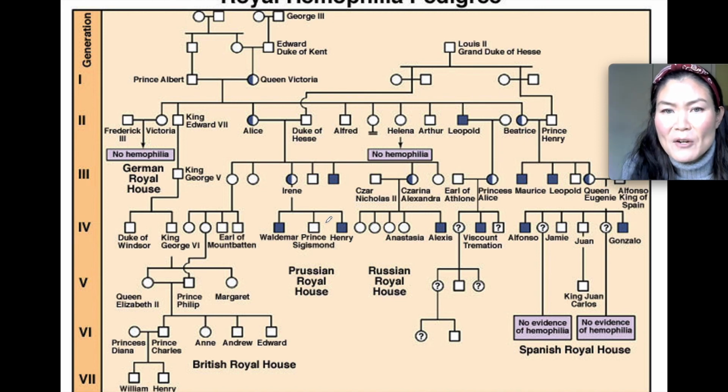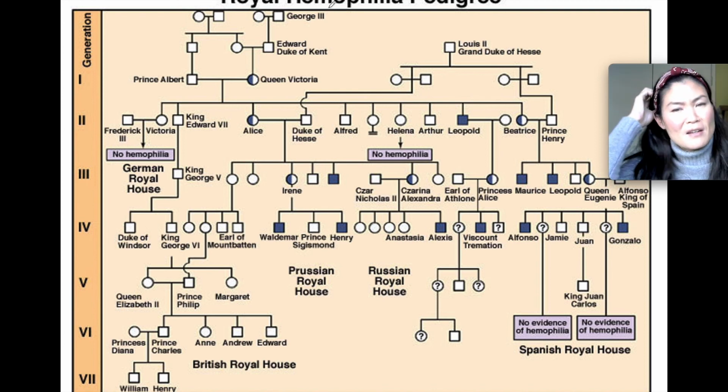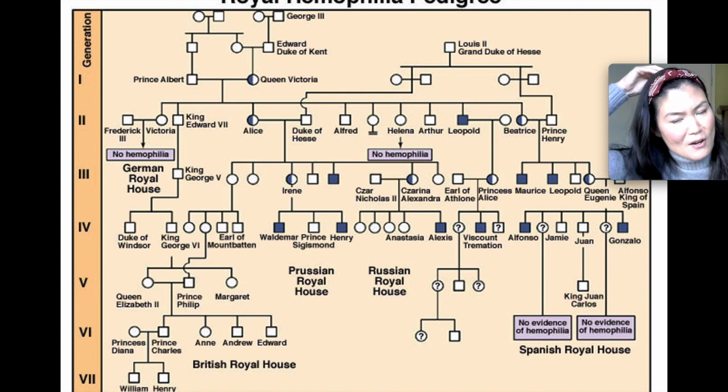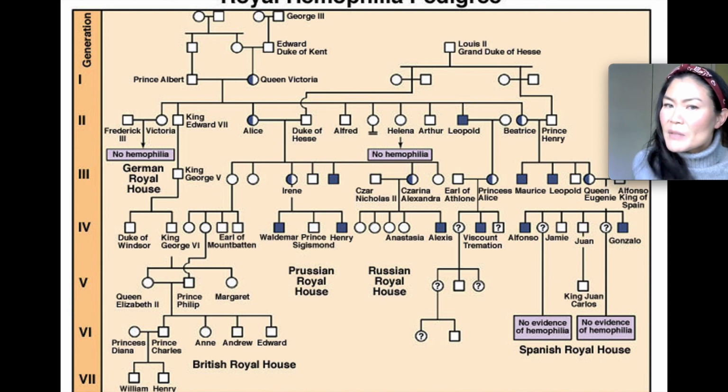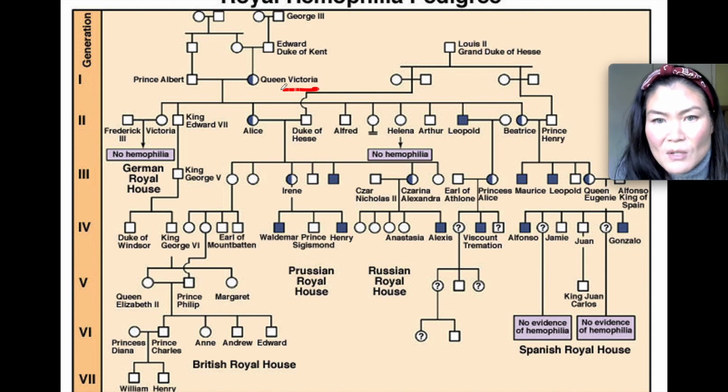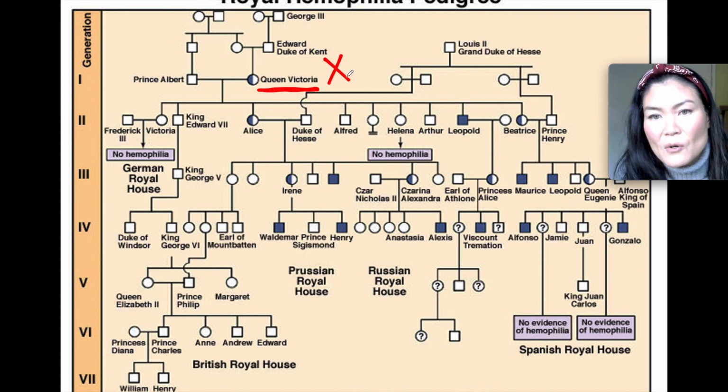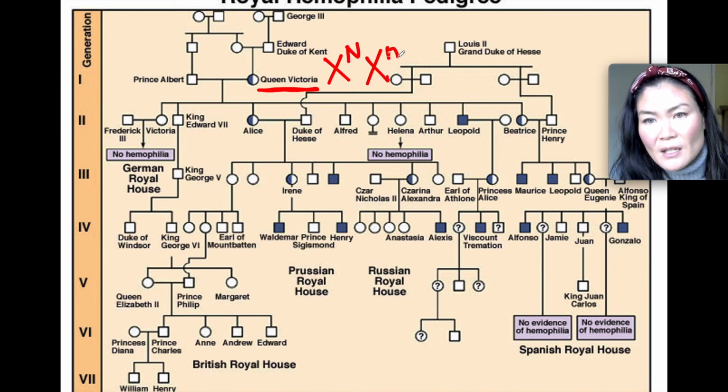This is a pedigree showing you the royal hemophilia pedigree. If you had me as a teacher for honors bio, you've already seen this. But this is Queen Victoria, the famous Queen Victoria, like the Victorian age, right? She was a carrier for hemophilia. So hemophilia, again, is a recessive trait. So normal is the dominant. Hemophilia is X little n.